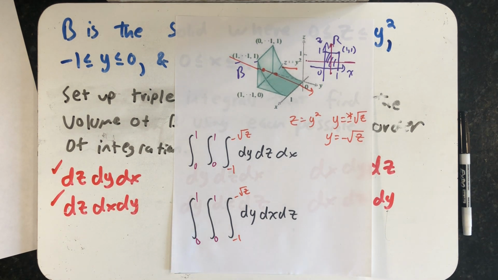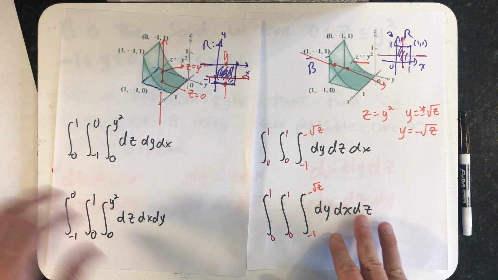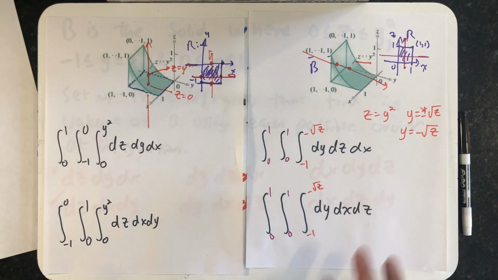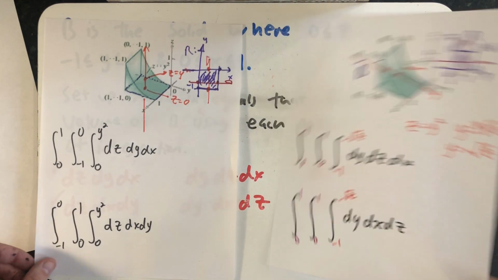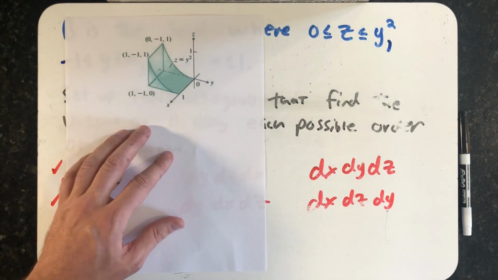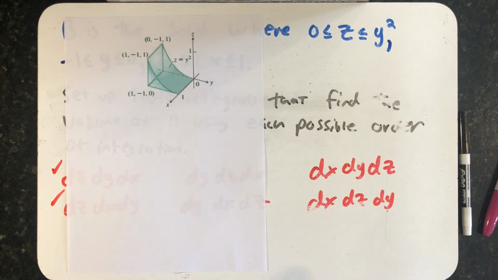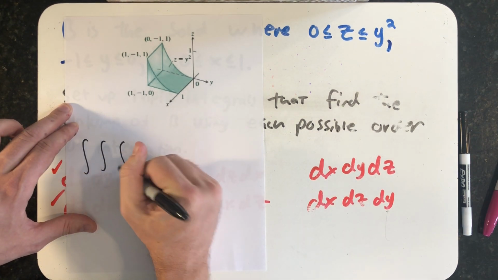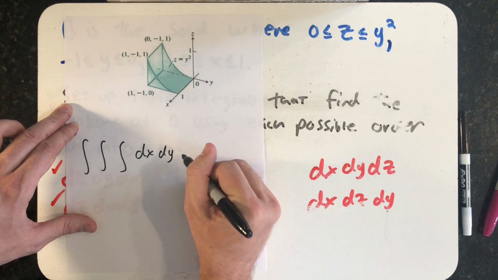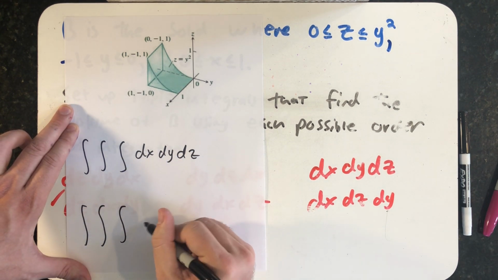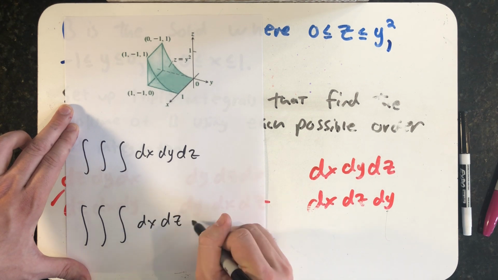All right, so now we're 2/3 of the way there. We've written down 4 of the possible 6 orders. These are the only 2 that are left. I need to find bounds in the order dx, dy, dz, and in the order dx, dz, dy.